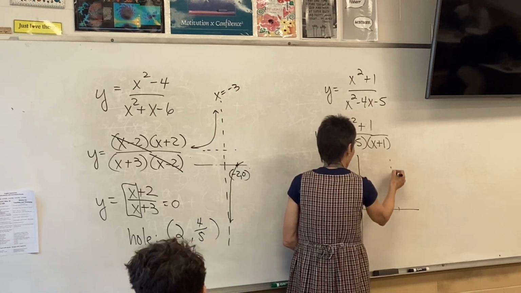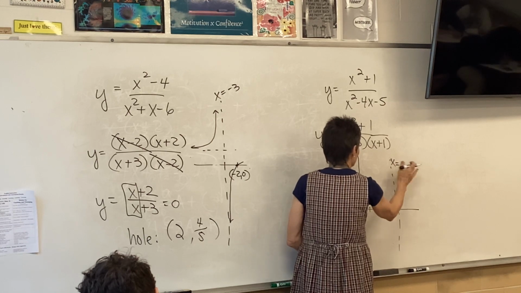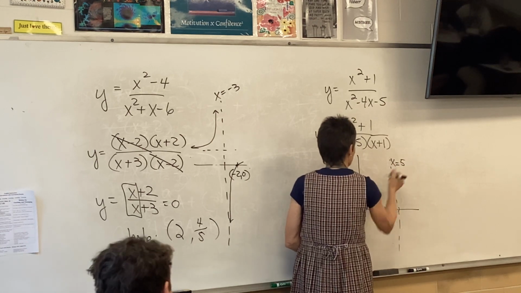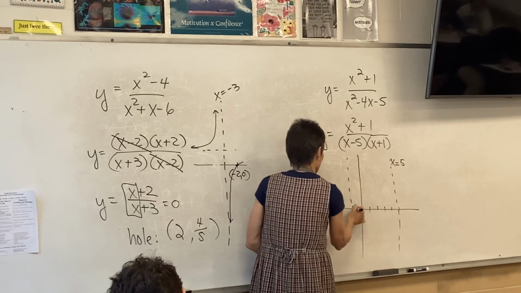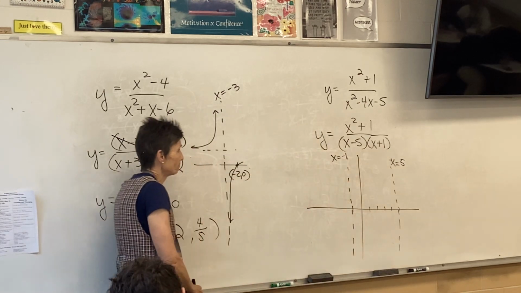One of them is at 5, x equals 5. Make sure you're using a letter. Verticals cross the x-axis. So x equals 5, x equals -1. All right, perfect. What else?